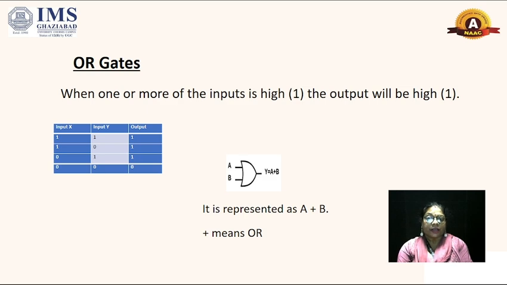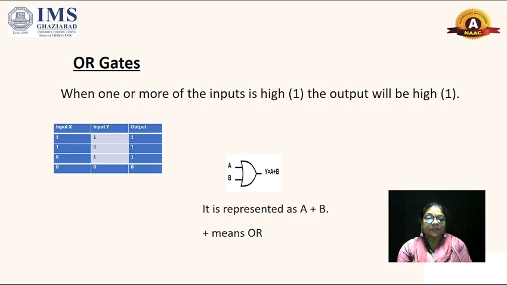Second gate is OR gate. When one or more of the inputs is high, then the output will be high. That means when either of the inputs is high, that is 1, we will get the output as high, that is 1. So we will again have 4 conditions: 0 0, 1 0, 0 1 and 1 1. In the case of 0 0, we will have the output as 0. Otherwise, in all the 3 cases, we will have the output as 1.